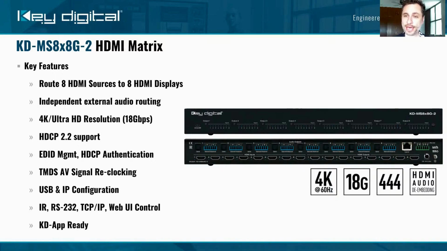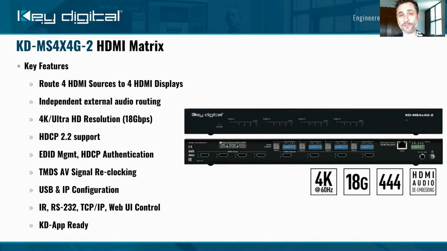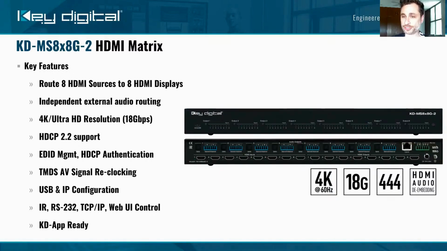Now, for those of you that have been following our product line for some time, you might say, what are the new features? Because this model, KDMS 8x8G-2, and just as we saw before, I'll take a step back, MS 4x4G-2, matrix switch, 4x4 and 8x8, G for 18 gigabit per second bandwidth, but the -2 indicates this is the second generation of these products.